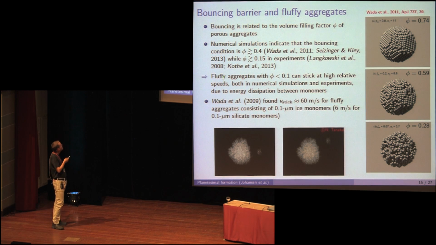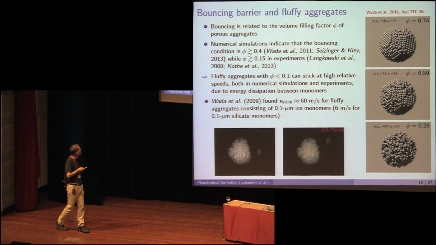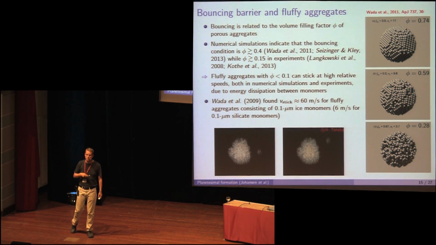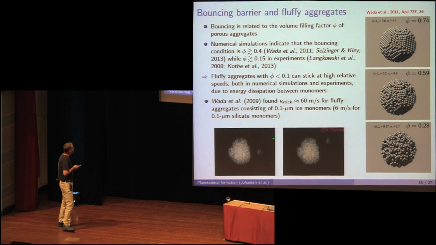What there is agreement on is that fluffy aggregates would have a filling factor less than 0.1. They can stick at high relative speeds, both in numerical simulation and experiments. It's simply due to the fact that you have more internal degrees of freedom in a fluffy aggregate where you can dissipate energy, right?